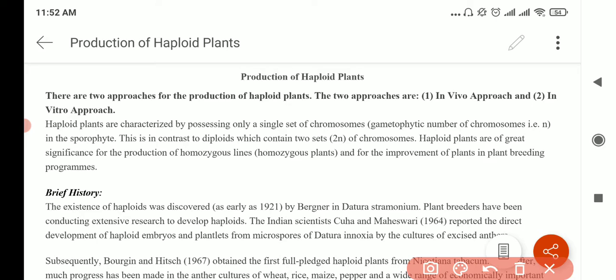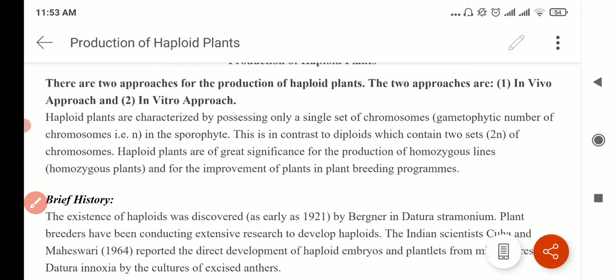Haploid plants possess only a single set of chromosomes. One complete set, but they don't have them in pairs. They have just one set. That is, the number of chromosomes is the gametophytic number, which is N. I think if I zoom it's better, isn't it?